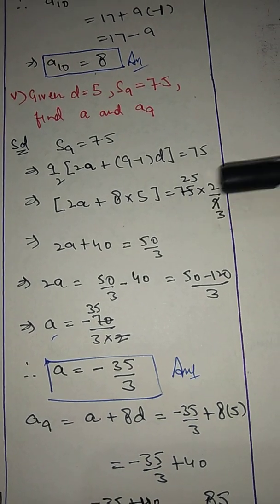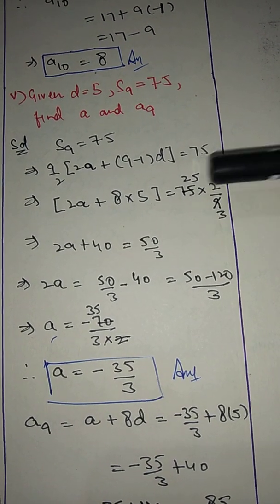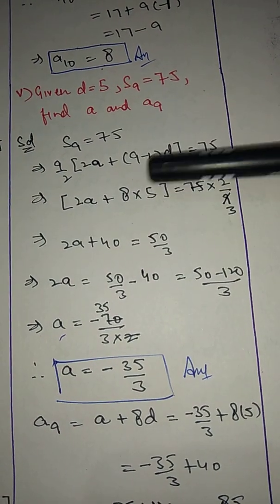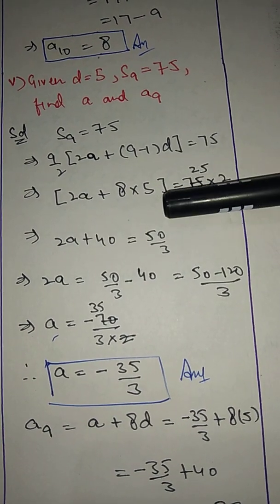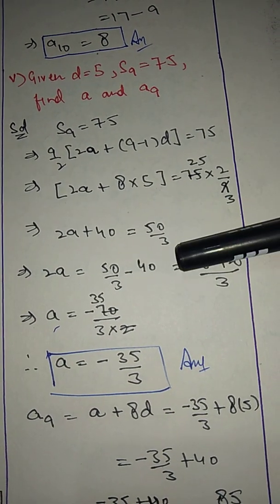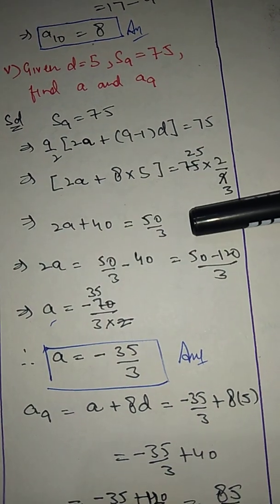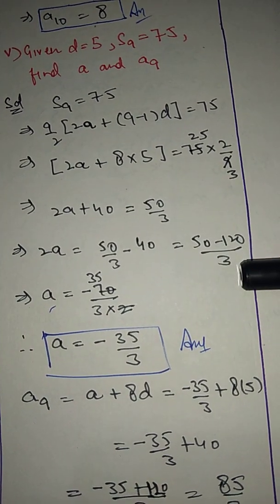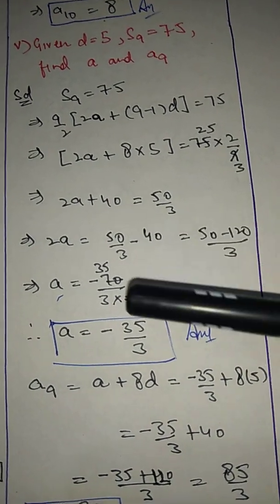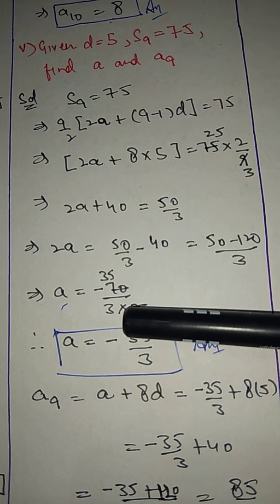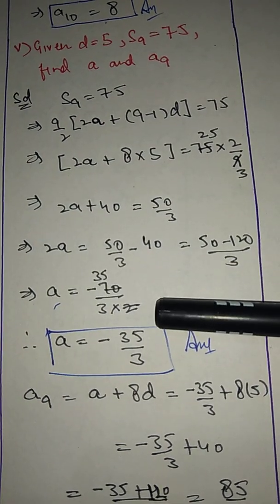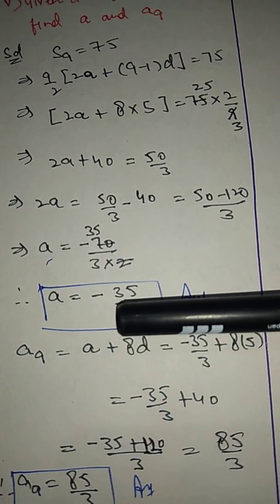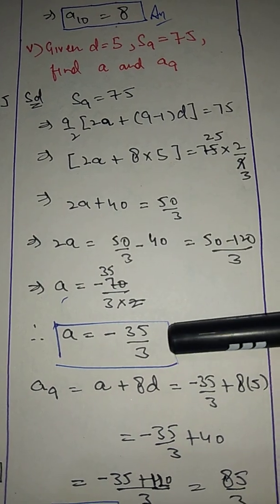So after solving 75 into 2 upon 9, we get 3 3s are 9, 3 25s are 75, 50 upon 3. So here we get 2a plus 9 minus 1 into d, and the value of d is 5. So it's 2a plus 40 is equal to 50 upon 3. We have to transpose 40 to the RHS, it becomes 50 upon 3 minus 40. That is 50 minus 120 upon 3, and 50 minus 120 gives us minus 70 upon 3, and this 2 is also transposed here, so it gives us a as minus 35 upon 3. So the value of a which we have to find is minus 35 upon 3.